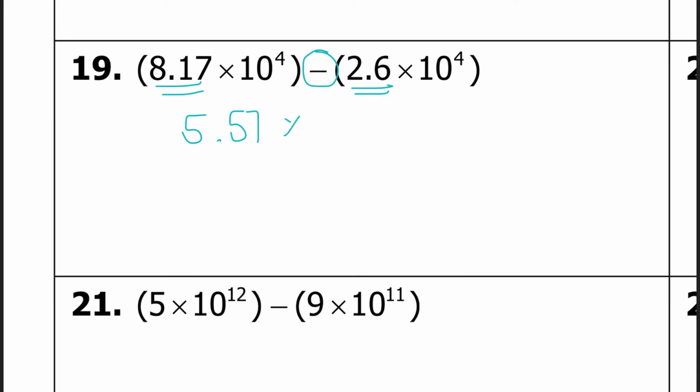Times 10 to the fourth. You keep your exponent. All right, that's the only difference. The only difference is what you do with the base. You either add the two bases or subtract the two bases, okay?